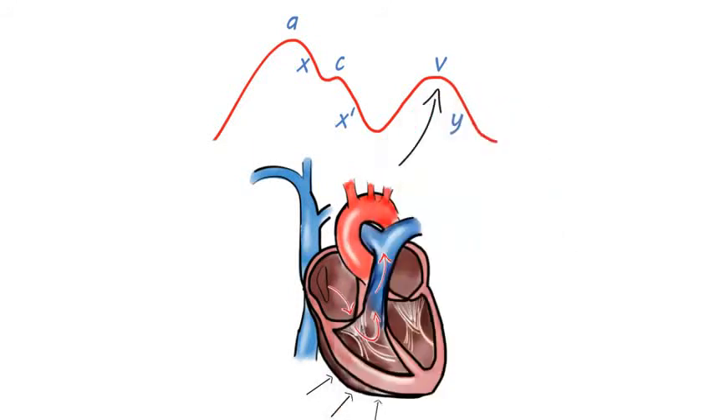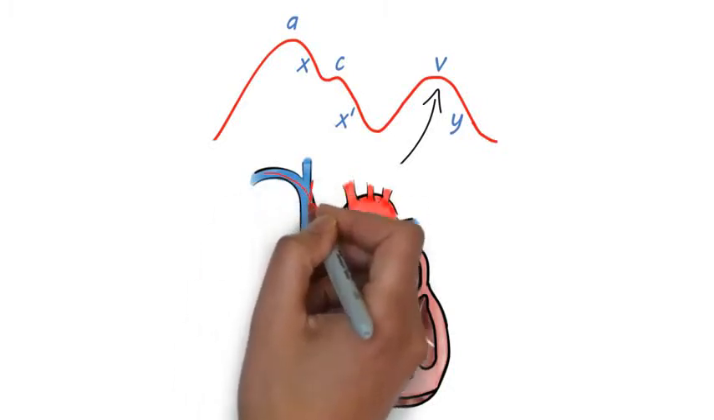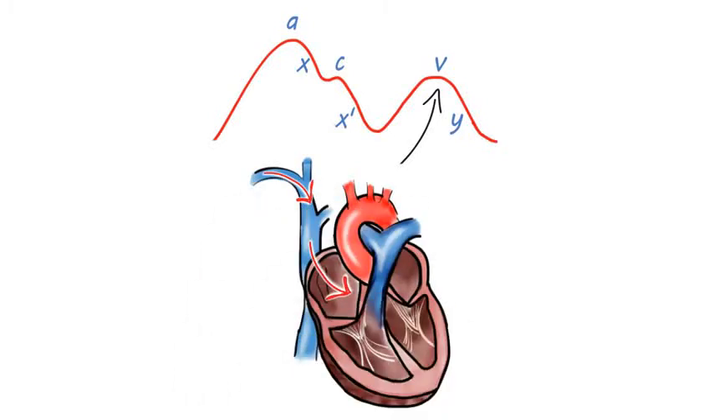The V wave corresponds to the venous filling. When the tricuspid valve is closed, the right atria begins to fill with blood, increasing the pressure of the right atria and creating the second peak, or V wave.